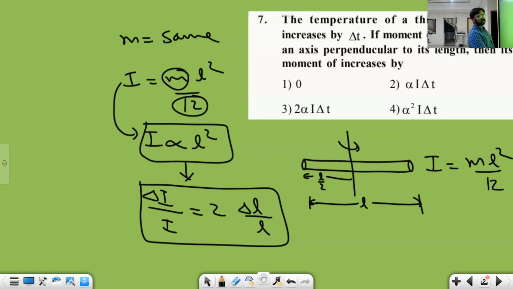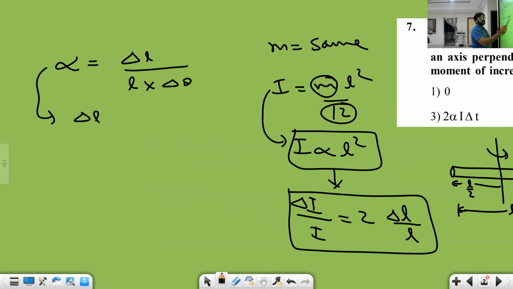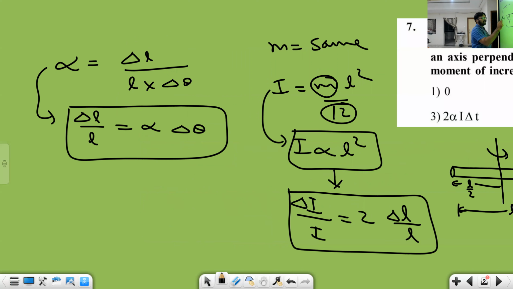With this information, if you keep it aside for some time, what is alpha? Alpha is nothing but change in length by original length into temperature difference. From here, I can write delta L by L is alpha delta theta. Delta I by I is 2 delta L by L. So from these two pieces of information, what can I write here? Can anybody help me?